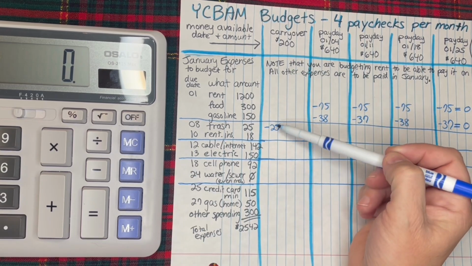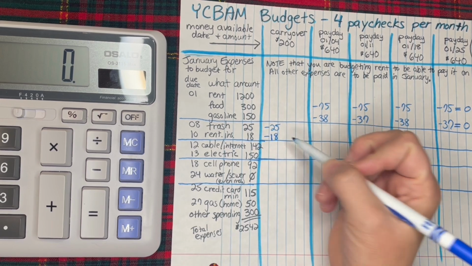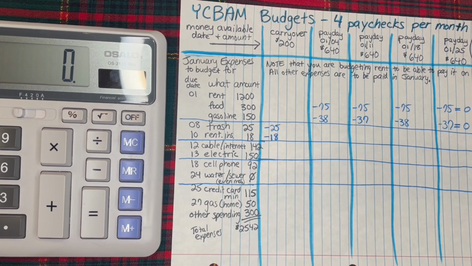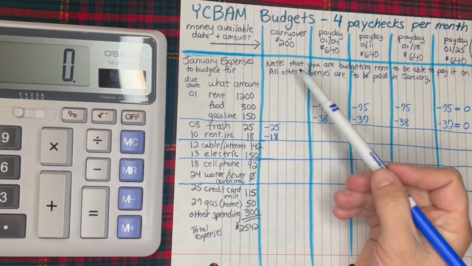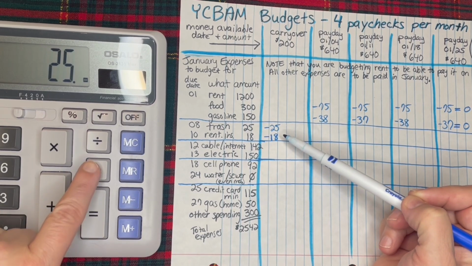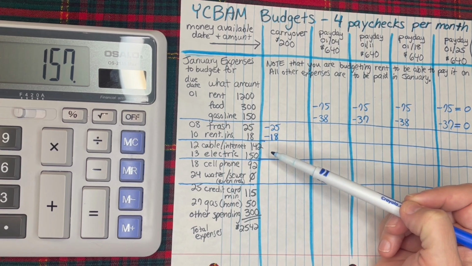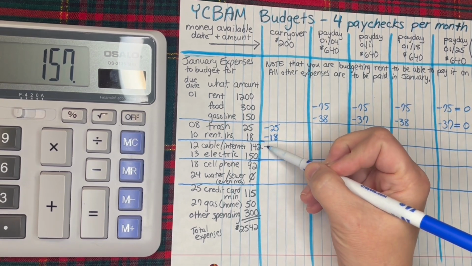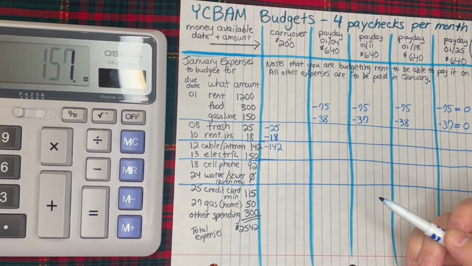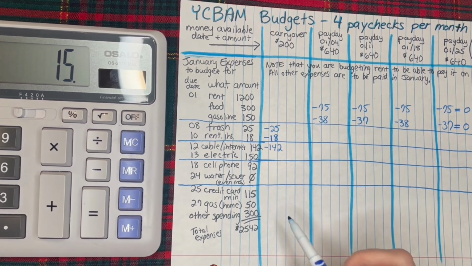Out of the carryover, we can take out $25 to pay this trash bill. We can take out $18 to pay the renter's insurance bill. Let's see where that leaves us. The carryover is $200. If we pay $25 and then $18, that leaves us with $157. So we can pay this full cable internet bill of $142, and that leaves us with $15.